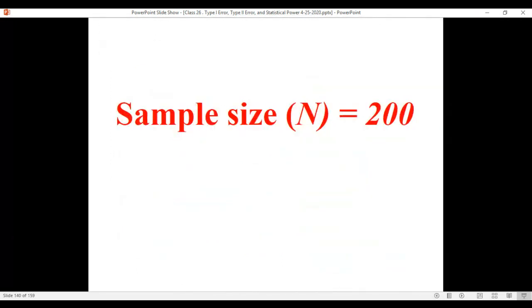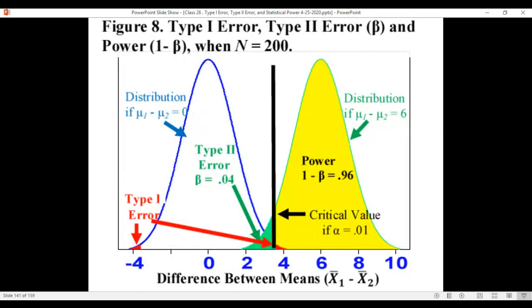But I want to show you what happens when we increase the sample size to 200. The red region representing alpha of 0.01 remains very small. It stays the same size. But the green region, representing the probability of type 2 error, is much smaller. Beta is only 0.04, not 0.34. And look at the yellow region, which represents power. Oh, goody, power is 0.96.